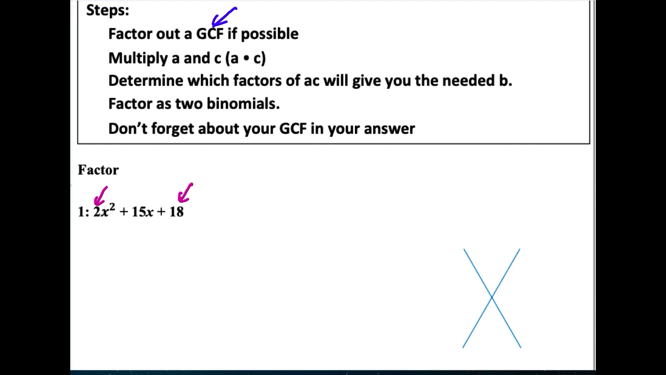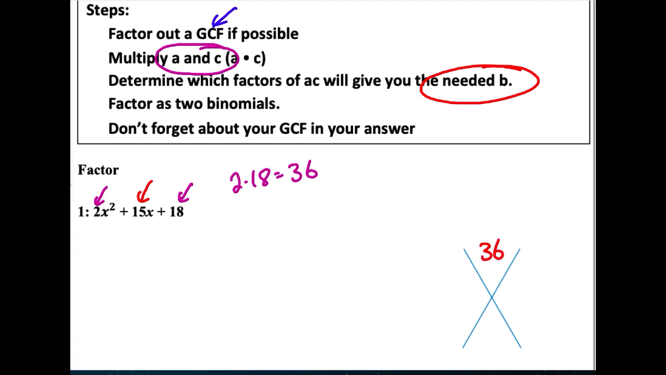So something got multiplied to get 2, something also got multiplied to get 18. So this time I'm going to multiply A and C together. So 2 times 18, and I'm going to get 36. Now I'm going to focus on, okay, what could I multiply to get 36 that I could use to find my 15? So I want to get 36, but I want them to add to be 15.